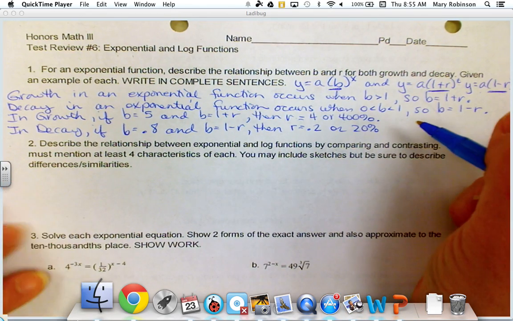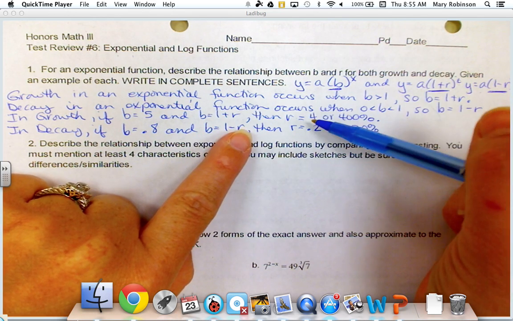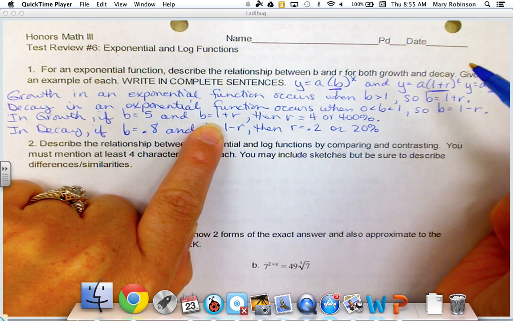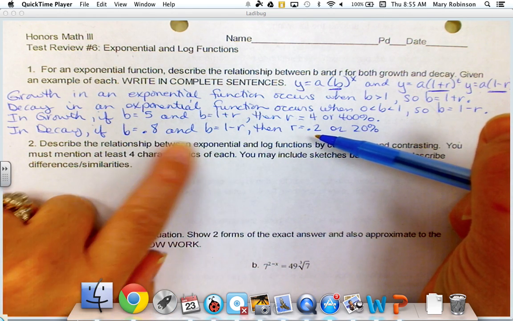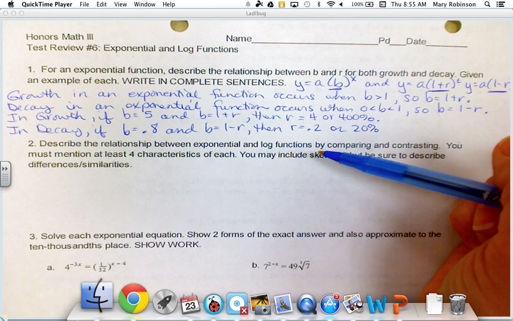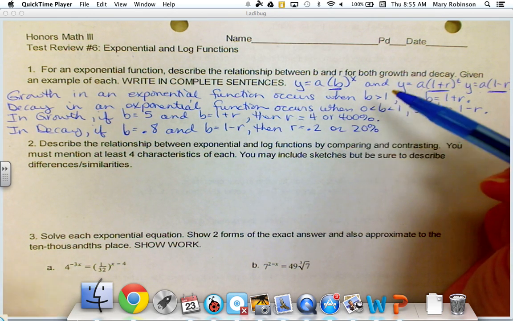So what should happen is for growth, your r value is always 1 less than b, and for decay, your b plus your r should add up to 1. You can state that if you like, but this would be adequate enough to satisfy what I'm asking for.